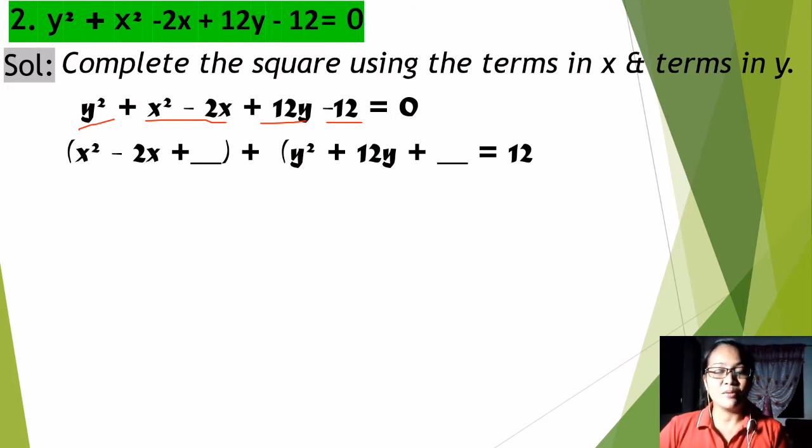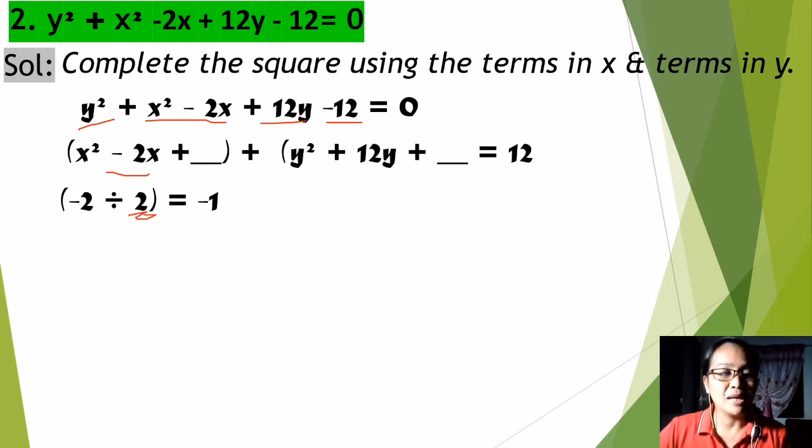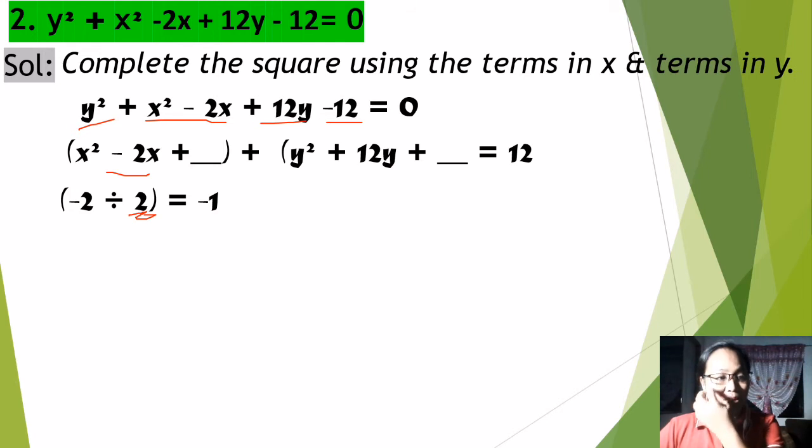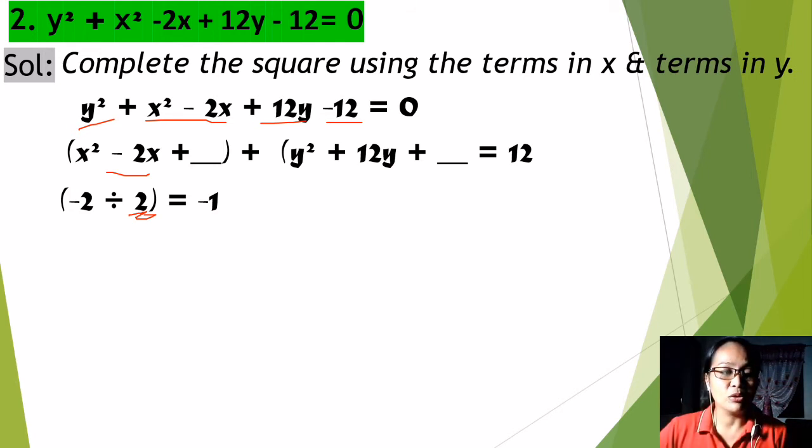Then completing the square, paano? Una ay kunin natin yung number ng middle term. So negative 2 and then divide natin by 2. Saan natin nakuha ang 2 na to? Yung 2 na to ay constant or given na siya. So, negative 2 divided by 2 is equal to negative 1. Remember, kung mag-divide tayo ng magkaiba ang sign, ang sagot ay always negative. And dividing a number by itself is equal to 1.